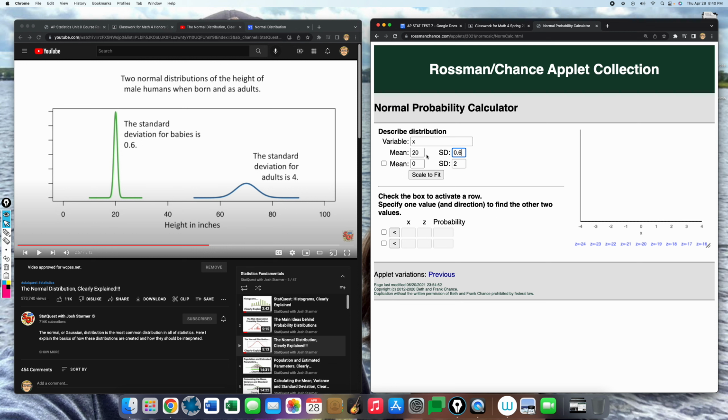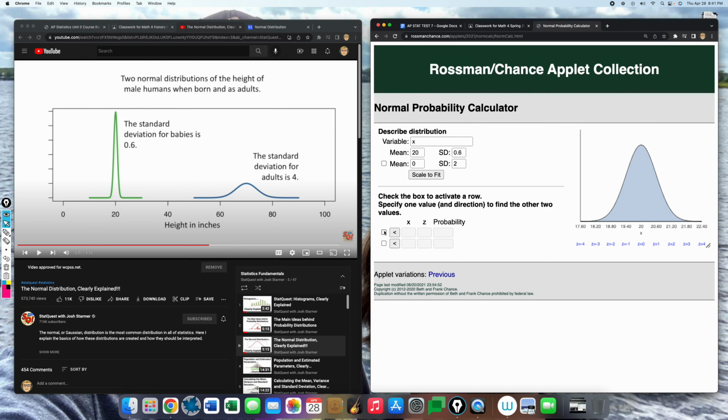Now you can look at two different ones. I'm just going to look at the baby one first, and you're always going to want to click this button that says scale to fit. So that puts the mean in the middle of the curve instead of the curve being somewhere else, right? Okay, so now you can see that the deviation away from 20 inches would be 0.6 on either side, and even more deviations would be another 0.6 and another 0.6 and so forth.